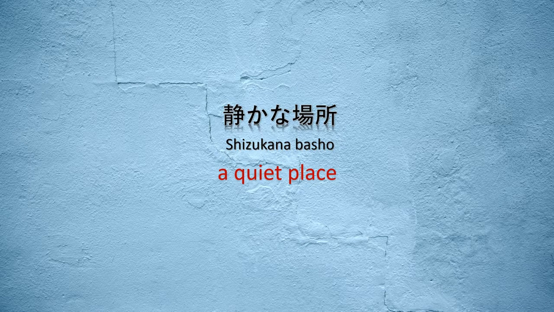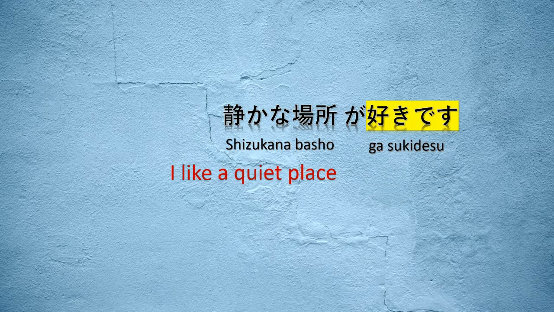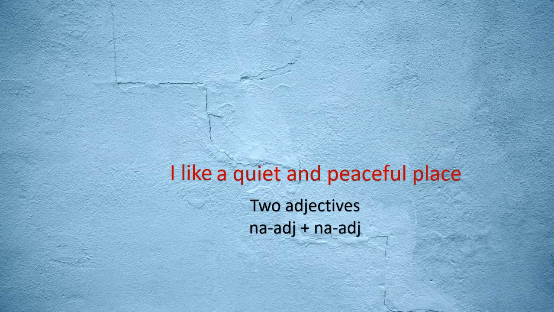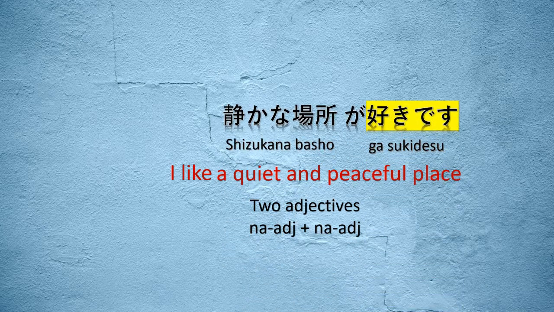Another example, shizuka na basho, a quiet place. Shizuka na basho ga suki desu. I like a quiet place. To say quiet and peaceful, now here we have two adjectives describing a noun. Two na-adjectives, quiet and peaceful. Okay? So this is how we do it.